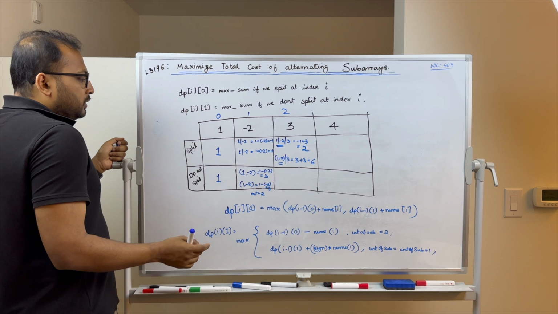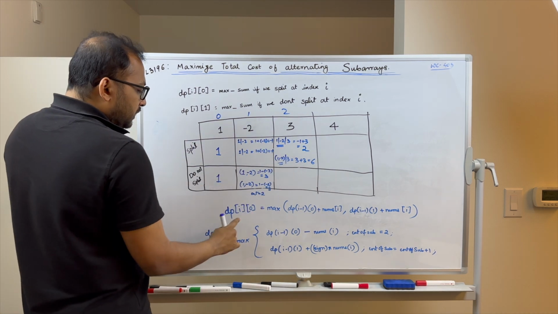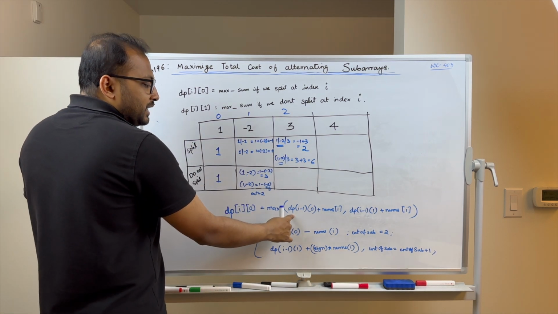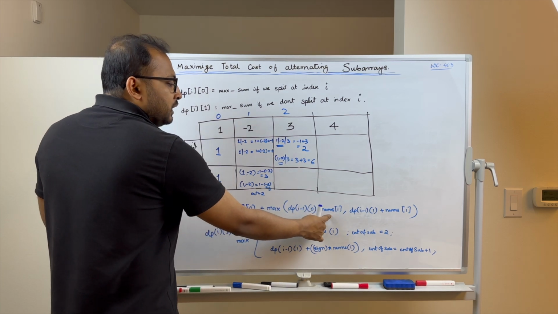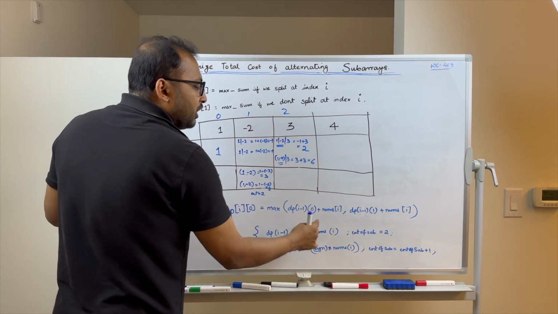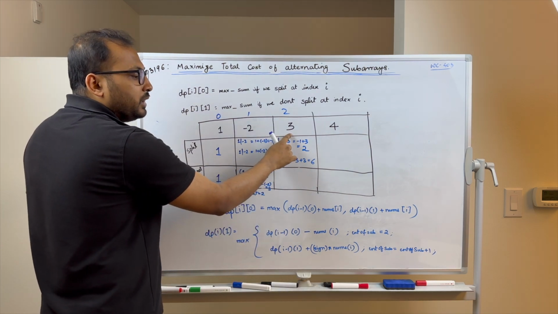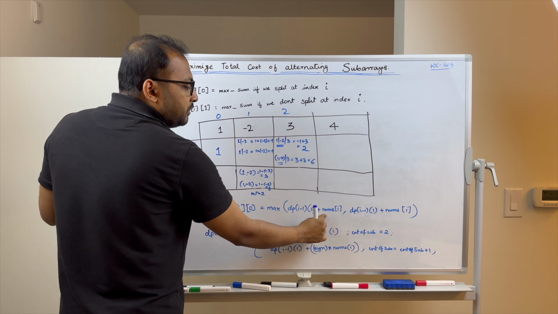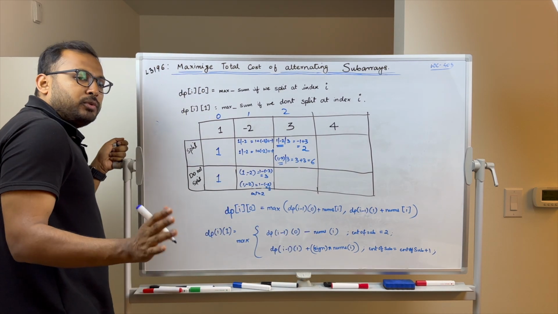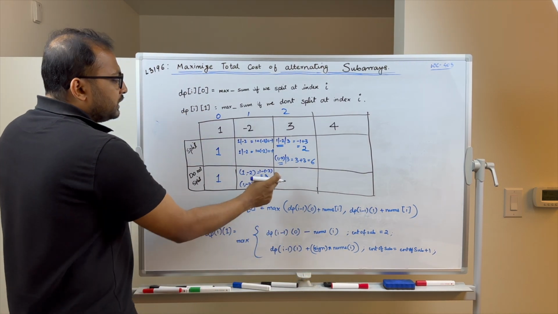So dp of i,0 is the maximum of dp of i minus 1,0 plus nums of i, or dp of i minus 1,1 plus nums of i. Why always plus? Because we have done a split here and this is the first element of the subarray, so there will always be the plus sign here. I hope you have understood so far. Let's see now this one.